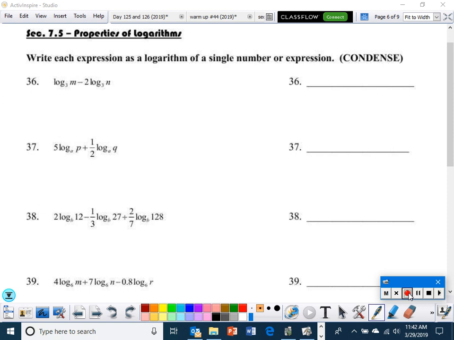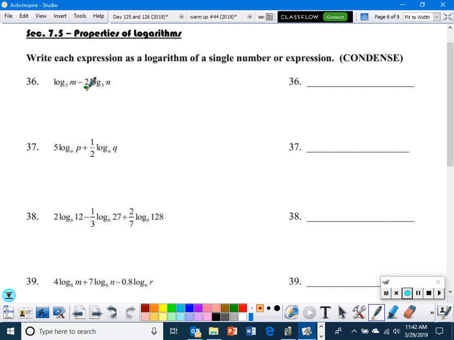So here we go. The first thing I notice is I've got a 2 right here, so I need to remember that that becomes an exponent. So I'm going to rewrite this: log base 3 of m minus log base 3 of n squared. So that 2 becomes the exponent. That would be the power property.